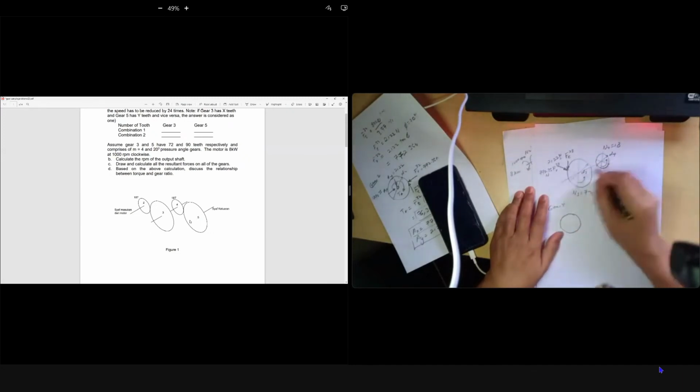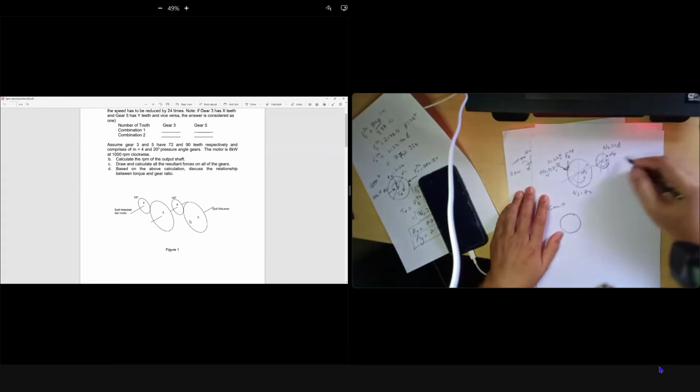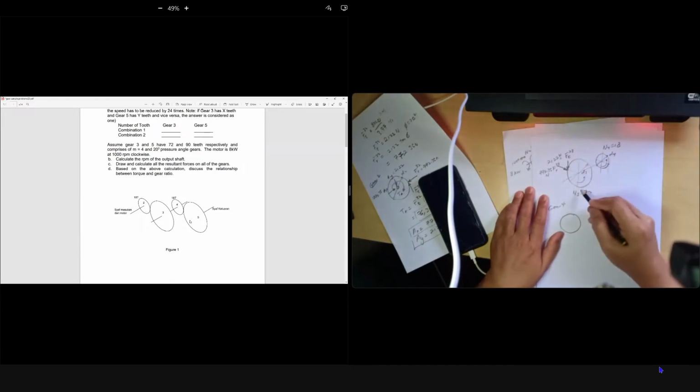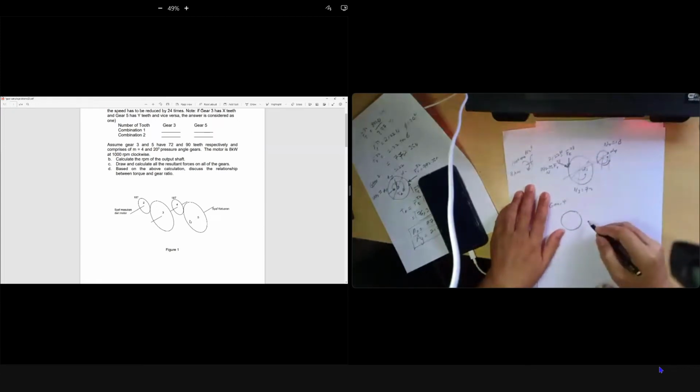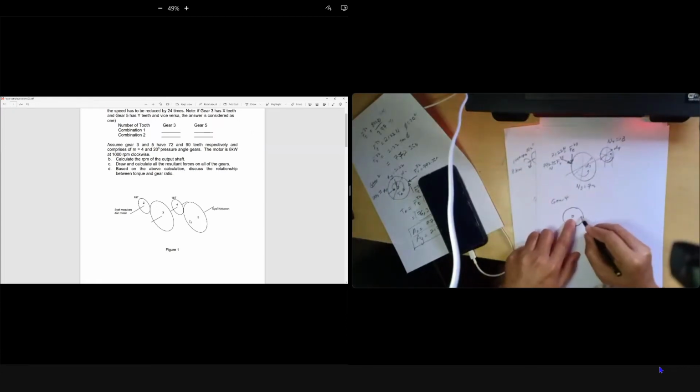And the shaft in the middle is driving gear 5 where it is 90 degrees. The turning of the shaft of your middle gear, where you have gear 3 and gear 4, is counterclockwise. So at gear 4, you have the reaction from gear 5 at this quadrant.